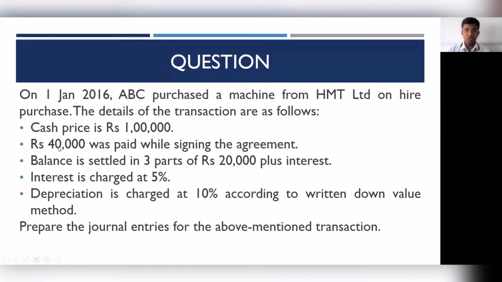The details of the transaction are as follows. Cash price is 1 lakh. Rupees 40,000 was paid at the time of signing the agreement, so 40,000 is the down payment. The balance is settled in three parts of 20,000 plus interest. What is unique here is that this 20,000 is exclusive of the interest. Interest is charged at 5% on the outstanding amount.